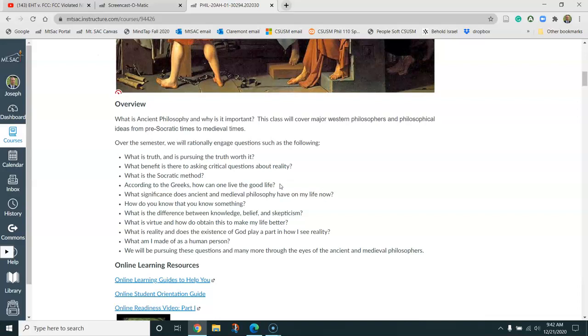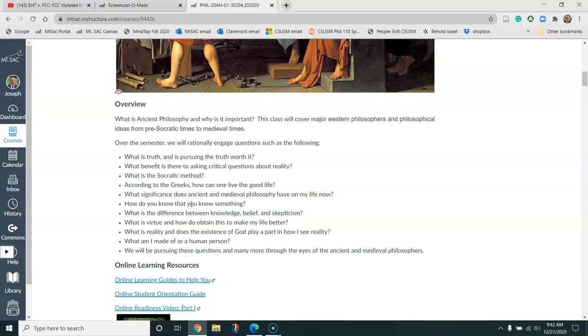Because after all, when you're going to college and you're learning about all this stuff, ultimately, what is it for? Is it for you to get more money and a better job? Or is it really for you to live a good life? If you have the wrong mindset, maybe you're thinking about education the wrong way. So the way Socrates, Plato, and Aristotle view this question, it's very deep. It's way beyond just your education. It's fascinating. What significance does ancient and medieval philosophy have on my life now?